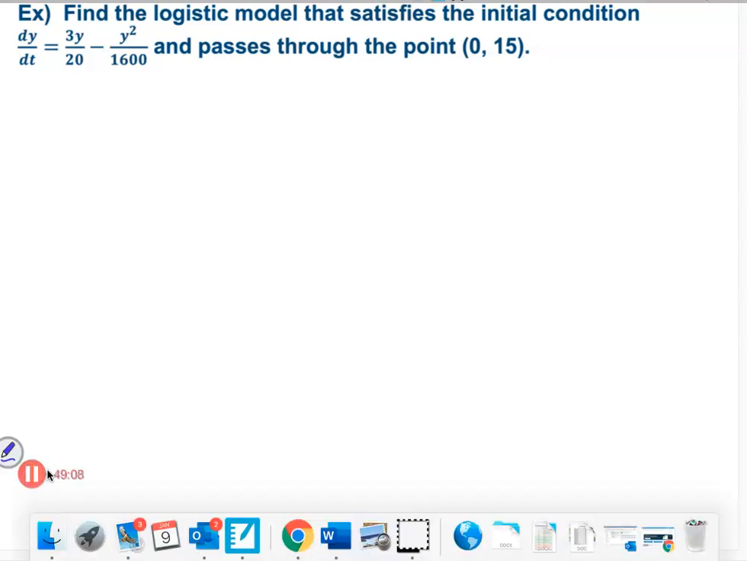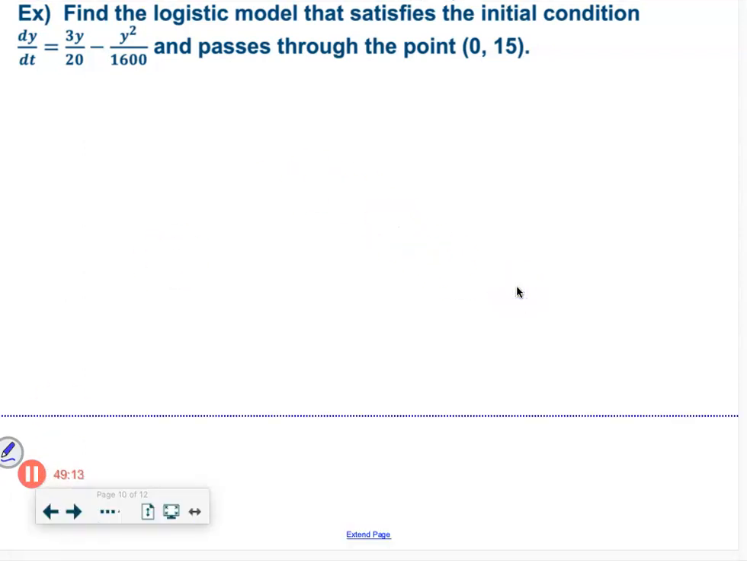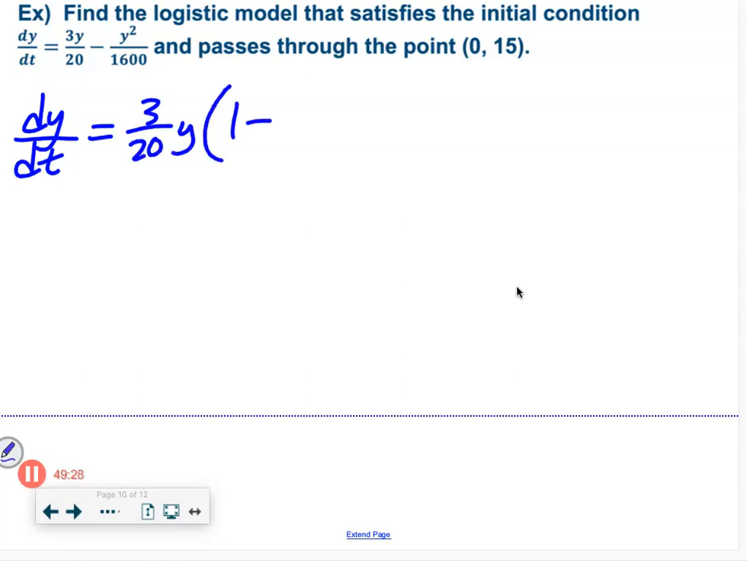Okay, so first we have, to rewrite this. What are you going to have to factor out? 3y over 20, or 3/20ths y. Yeah. Times 1 minus y over. All right, so you're dividing each term by 3/20ths, which is the same as multiplying the denominator by 3/20ths. So when you multiply the denominator by 3/20ths, you get 240.